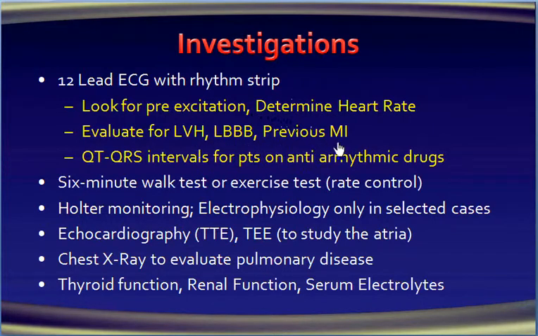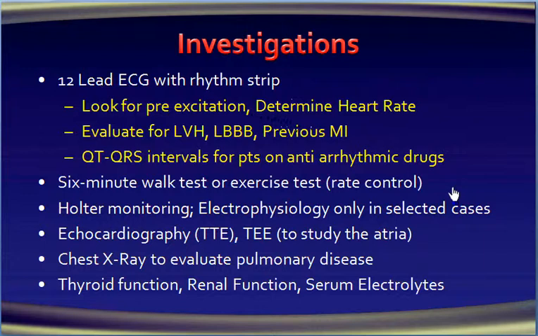Evaluate the status of the left ventricle. Look for bundle branch blocks. Look for previous myocardial infarction. Check QT interval and QRS intervals for patients on antiarrhythmic drugs, because antiarrhythmic drugs are notoriously known to affect the QT interval very much and also sometimes the QRS interval. These have to be properly measured and assessed in an ECG of atrial fibrillation.